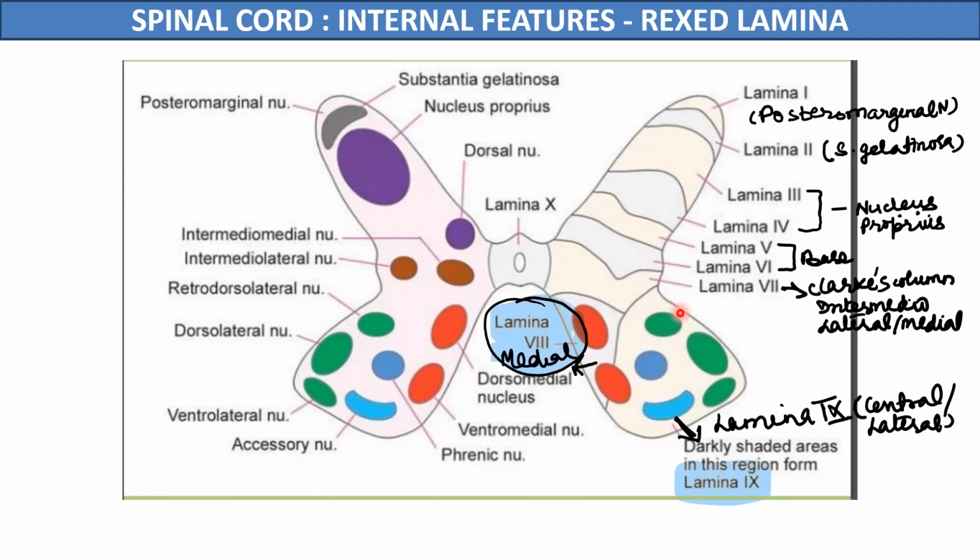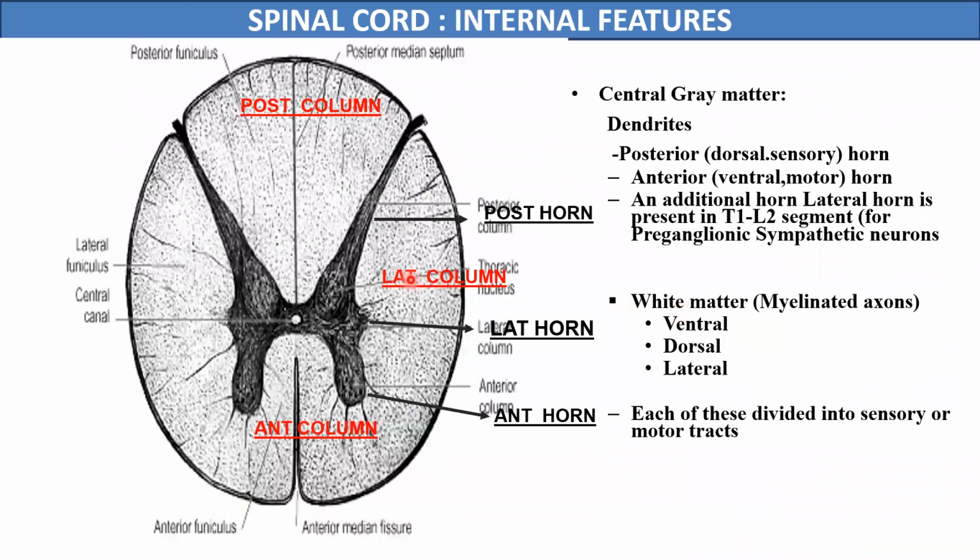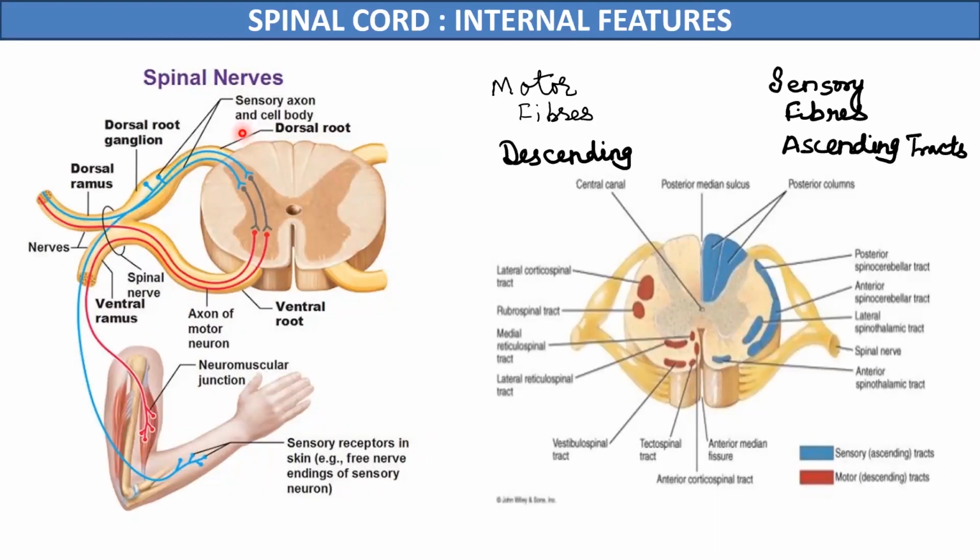Now about the white matter of the spinal cord. Here we can see this white matter, which mainly consists of myelinated axons, and it is divided into three columns: an anterior column, a lateral column, and a posterior column. And the fibers which are present in the white matter are either sensory or motor fibers. The sensory fibers of the white matter are the afferent processes of the pseudo-unipolar neurons which are present in the dorsal root ganglia.